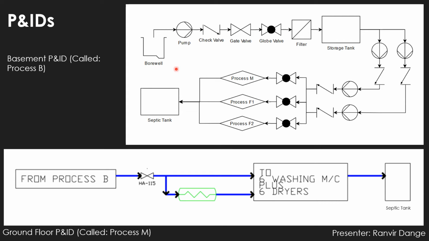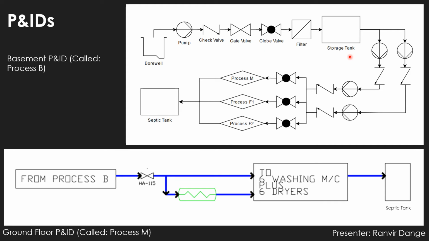This image shows the PNID for the basement and is called process B. The process starts at the bore well, passes through a pump, and then moves through three valves before it enters the filter, after which it goes into the storage tank. The check valve prevents water from flowing back into the pump. The gate valve helps control the water flow and choose whether it's on or off. And the globe valve helps change Q, or the water flow rate.